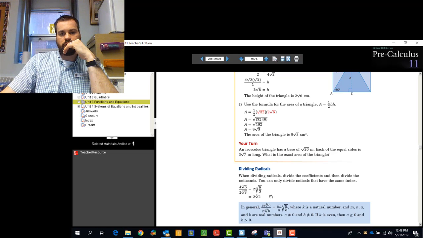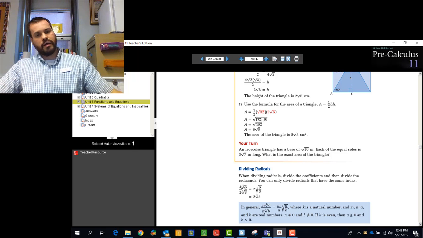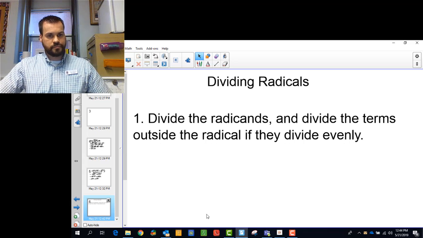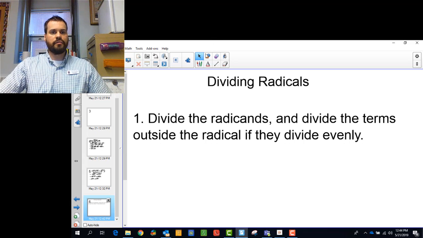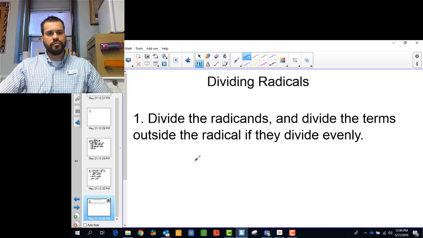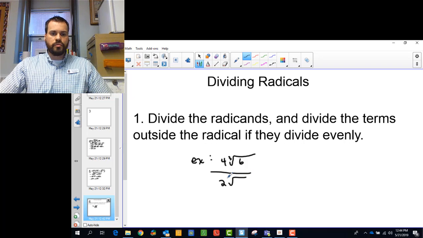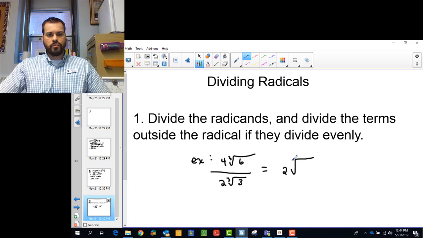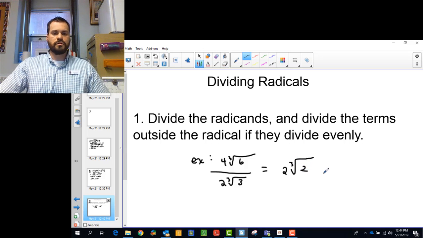So if you look in your textbook, here's an example. 4 cube root of 6 divided by 2 cube root of 3. So we'll just write that down. You can see what we're doing. Very simple example. This is not representative of most of the questions you're going to have to do. But if it works nicely, then we do it. So 4 cube root of 6, and we're going to divide by 2 cube root of 3. So 4 divided by 2, we divide those, and we divide the radicands. We divide 6 and 3, and we just leave the radical there. So we get 2 cube root of 2, and that's our answer.